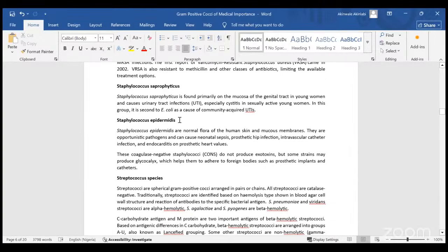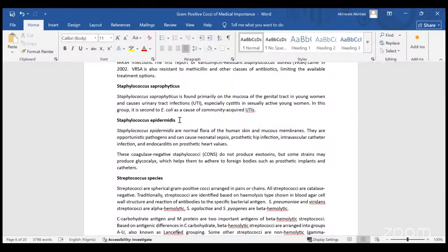This one is a normal flora of human skin. You can see saprophyticus is a normal flora of the mucosa of the genital tract. So this one is the normal flora; the epidermidis is normal flora of the skin and mucosal membrane. They are opportunistic pathogens. That means that they are there normally. That is their normal habitat. But when the immune system is compromised, they become pathogens. That's why they refer to them as opportunistic pathogens.